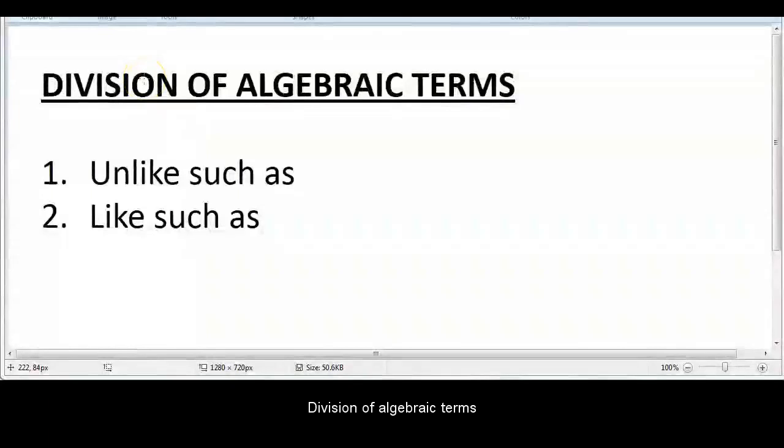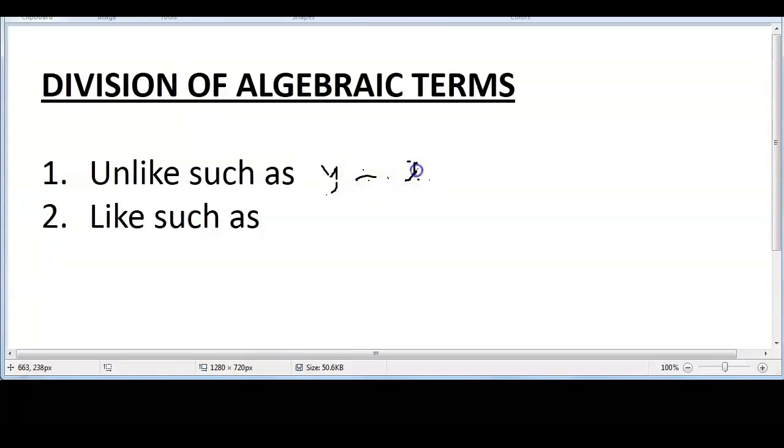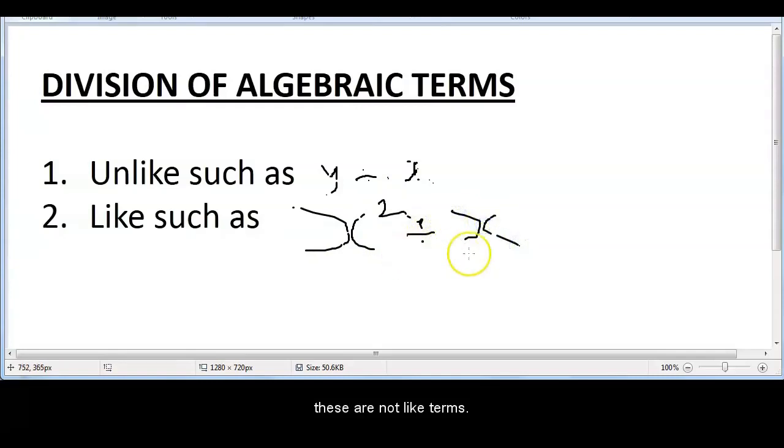Division of algebraic terms. Algebraic variables may be unlike variables, such as y divided by x, or they may be like variables, such as x squared divided by x. These are not like terms, but they are like variables. They are similar.